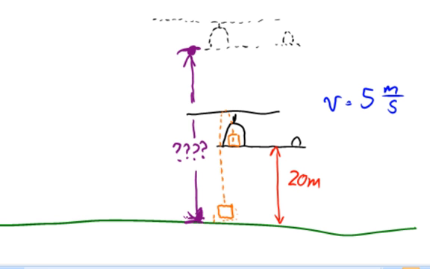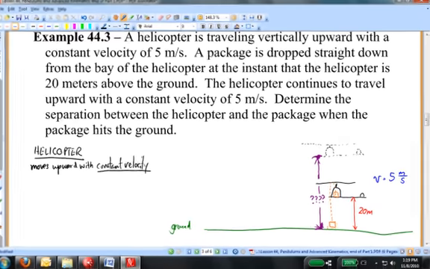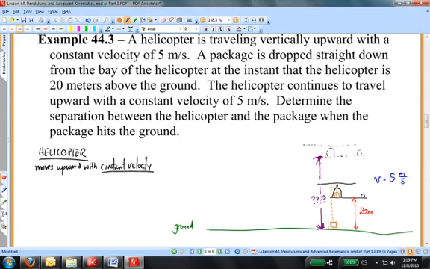Now we have two objects, and both of these objects are going to be in motion at the same time. Their motion is going to be different from each other, so I'm going to look at information about the package separately from the information about the helicopter. Let's start with the helicopter. The speed of the helicopter as it moves upward is 5 meters per second. I'm going to call that V with a subscript H for helicopter. And at the instant that the helicopter releases the package, it's 20 meters above the ground.